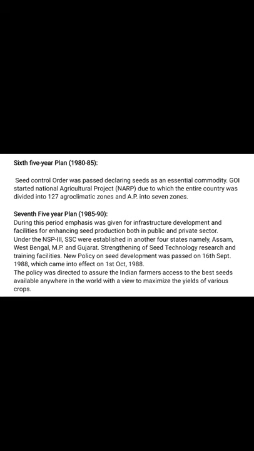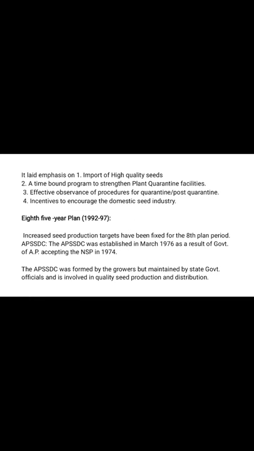So, new policy on seed development was passed on 16 September 1988, which came into effect on 1st October 1988. The policy was directed to assure the Indian farmers access to the best seeds available anywhere in the world, with a view to maximize the yields of various crops. It laid emphasis on first, import of high quality seeds, second, a time-bound program to strengthen plant quarantine facilities, third, effective observance of procedures for quarantine or post-quarantine, and fourth, incentives to encourage the domestic seed industries.